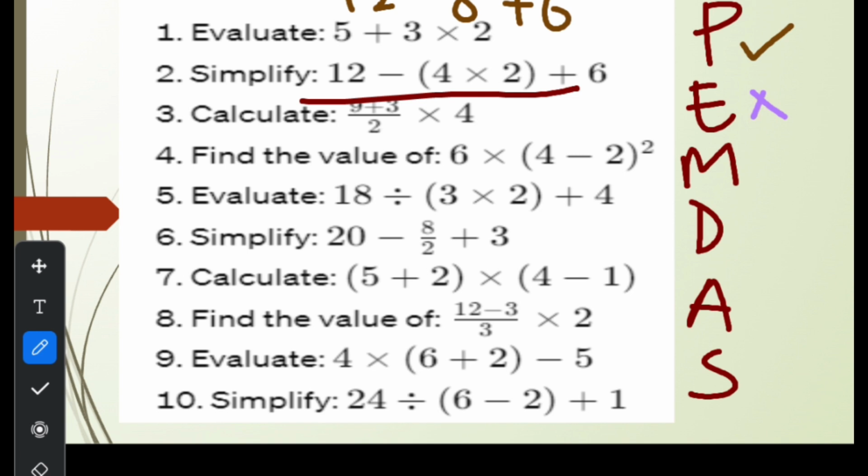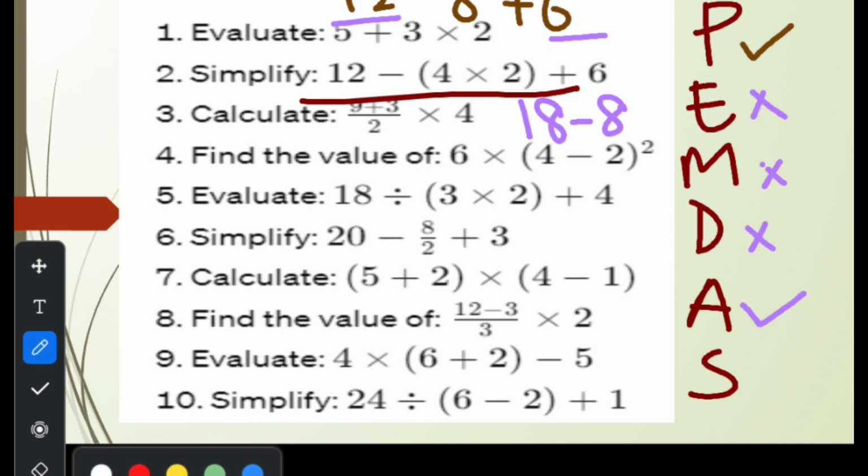Multiplication was already done under the bracket. Divide is again not given in this question. Let's check addition. Yes. So you can see that 6 has a plus sign and 12 also has a plus sign. So we'll add them both first. So 12 and 6 makes 18. Minus 8 would be copied down as it is. This is how addition is done. And finally, the last step requires subtraction. So we'll subtract 18 and 8 and we would get 10 as the answer.